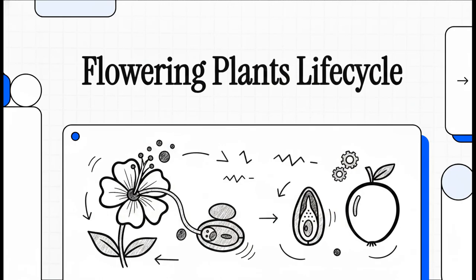Welcome to The Explainer. Today, we're diving into one of the absolute most fascinating microscopic stories in the entire natural world. We're going to unpack exactly how flowering plants reproduce. And trust me, it is a wild tale full of complex cellular machinery, perfect timing, and just ruthless biological efficiency.